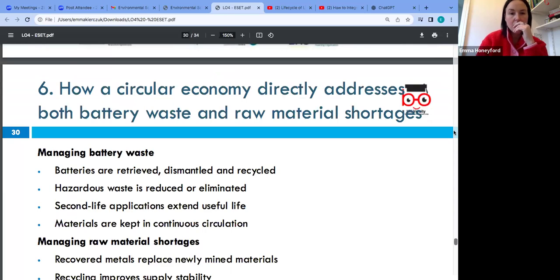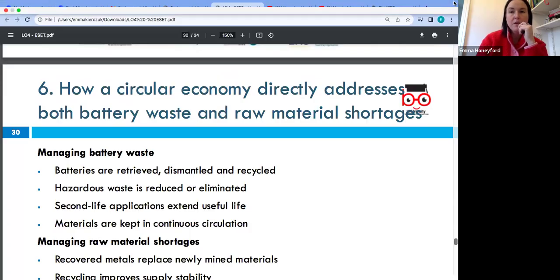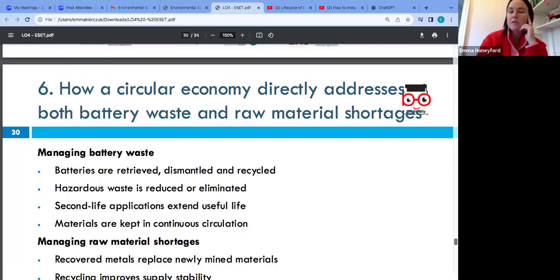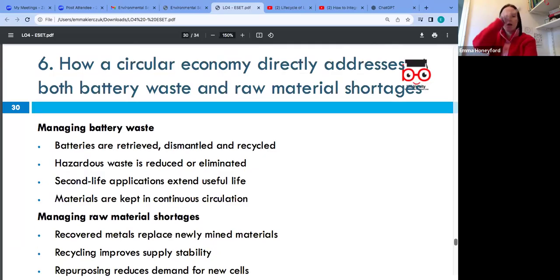Okay, so this is just around how circular economy directly addresses both battery waste and raw material shortages. Managing battery waste: batteries are retrieved, dismantled and recycled. Hazardous waste is reduced or eliminated, and second life applications extend useful life. So this keeps materials in a constant flow, if you like.